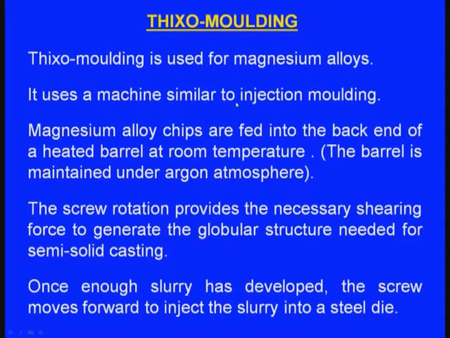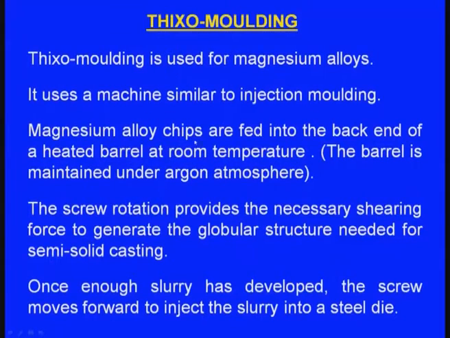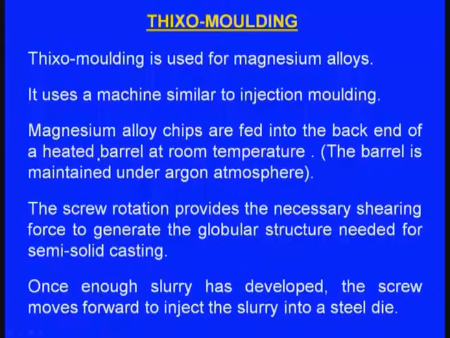Now, what is done inside this injection molding machine? Magnesium alloy chips. Initially, we have to make magnesium alloy chips. These chips are fed into the back end of a heated barrel at room temperature. Now, this barrel is maintained under argon atmosphere to prevent oxidation, because magnesium readily reacts with oxygen. So, we have to prevent that. For that purpose, we use the argon atmosphere.